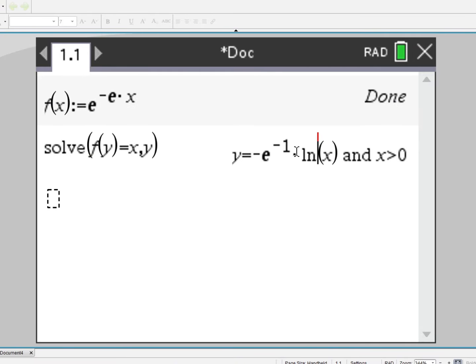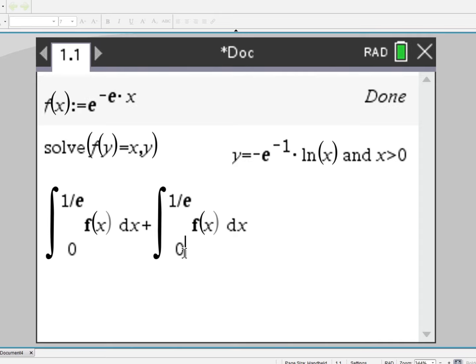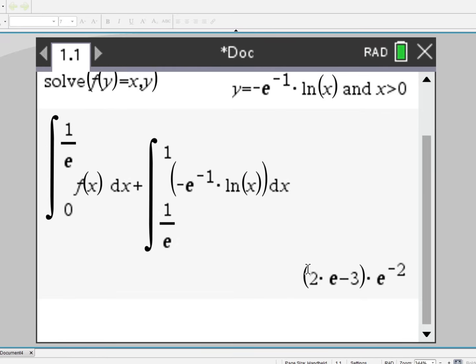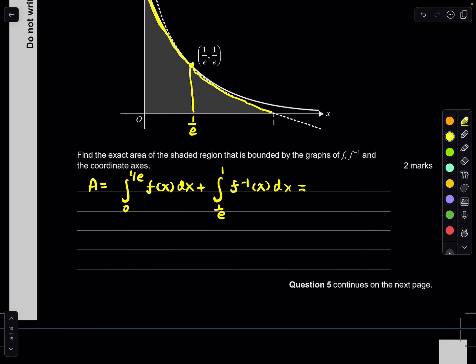But yeah, we're going to use that. That's our inverse. So what we said is the integral from 0 to 1 over e of f of x dx plus, copy this whole thing, but 1 over e is at the bottom, to 1 of the inverse, which is that. You enter, that is your answer. Find the exact area, it says. Let's put that there. 2e minus 3e to the negative 2 units squared. Done.